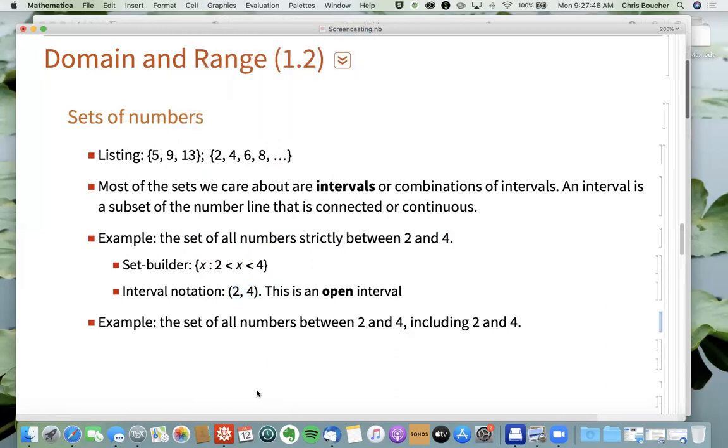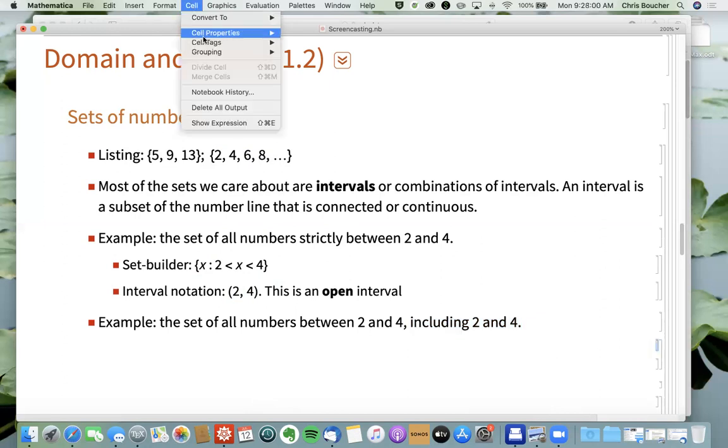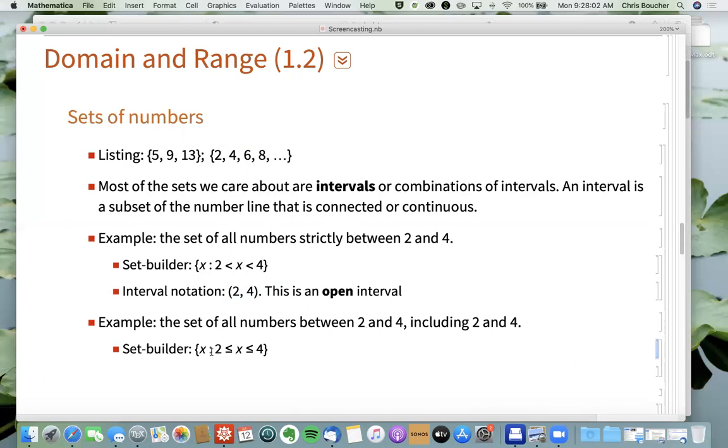What about if we tweak this set a little bit and talk about the set of all numbers between 2 and 4, but also include the endpoints 2 and 4 in the interval? We don't want to use the same notation for that because it's a slightly different set. If we use set builder notation, which was this one here, that's not such a big deal. All I have to do is adjust my inequalities to be loose inequalities instead of strict inequalities.